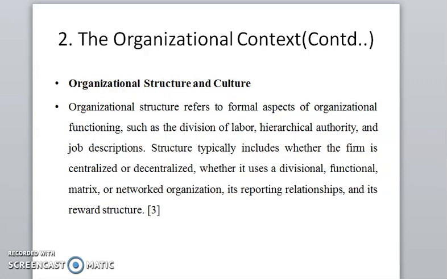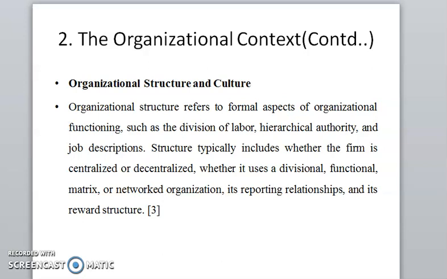Organizational structure and culture. What is organizational structure? It refers to formal aspects of organizational functioning such as the division of labor, hierarchical authority and job descriptions. A firm's internal design elements, its structure and culture, may influence system design as well as its success. For example, systems that share data across departmental boundaries raise special design and implementation concerns and are especially vulnerable to user resistance due to loss of flexibility.